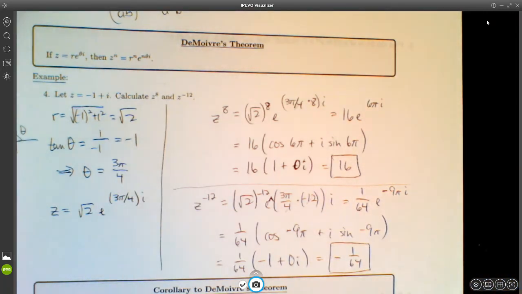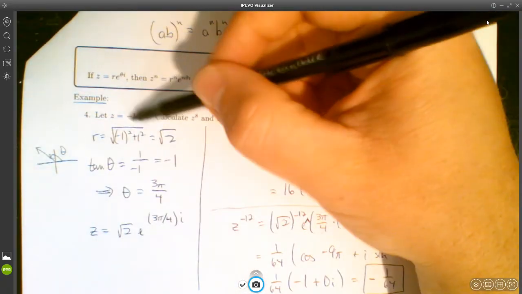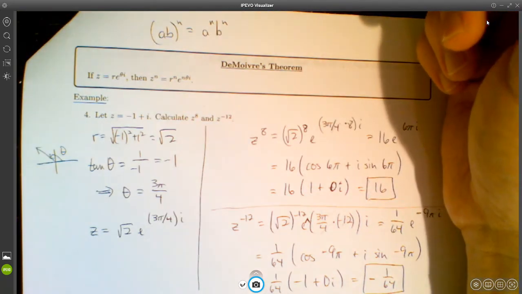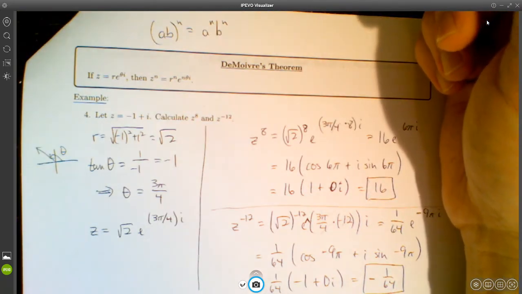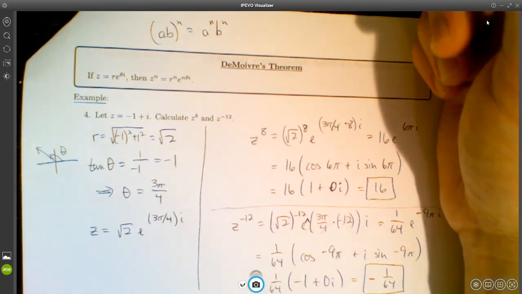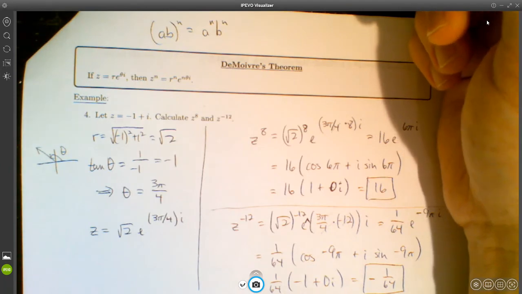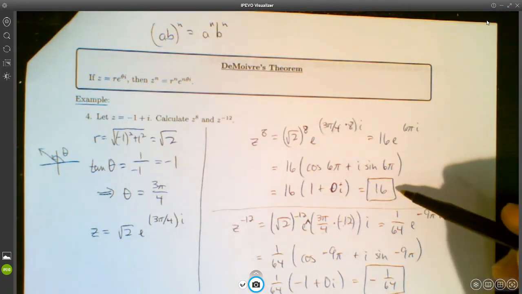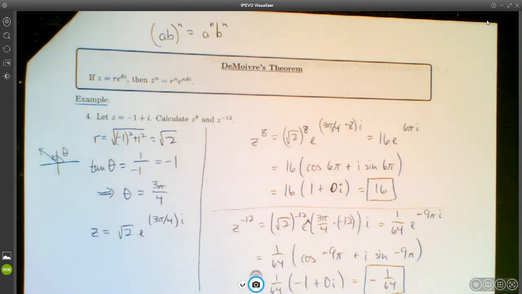It may seem like a lot of work, but it sure beats the heck out of trying to raise this to the 8th power. Man, you'd have to do negative 1 plus i times negative 1 plus i, FOIL that out, and then multiply your result by negative 1 plus i again, FOIL that out, and then you have to do that 8 times, right? It would be a pain, and you're almost certain to make a mistake. But if you do use de Moivre's theorem, then it's a little easier.